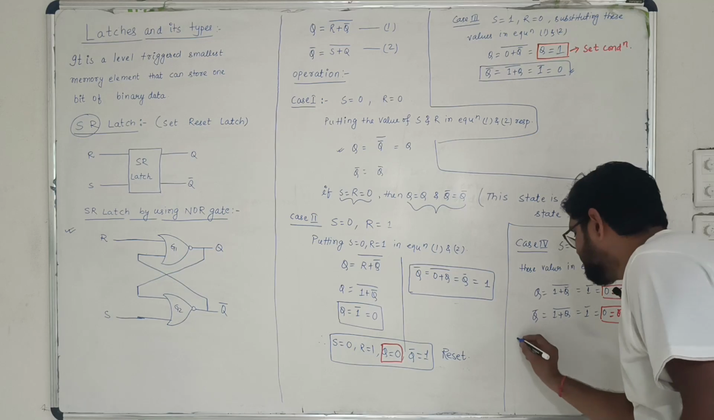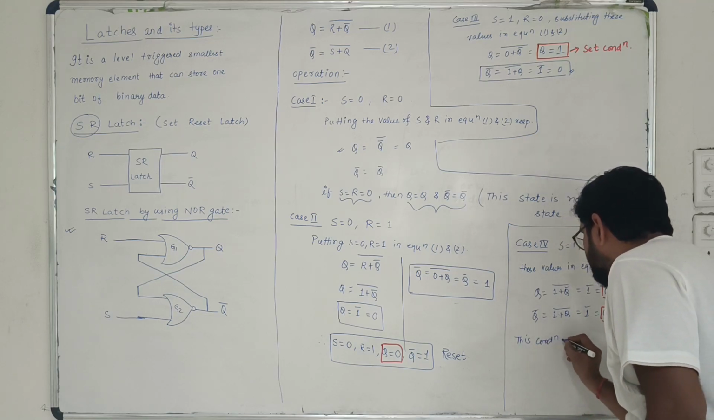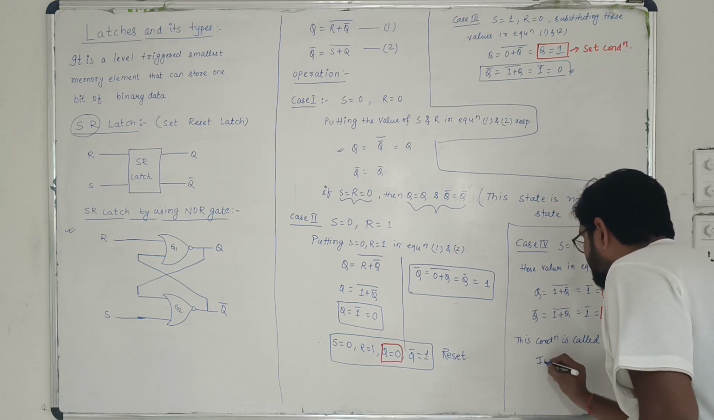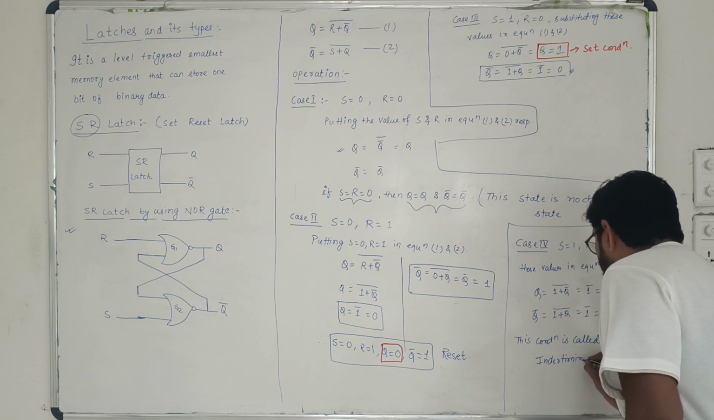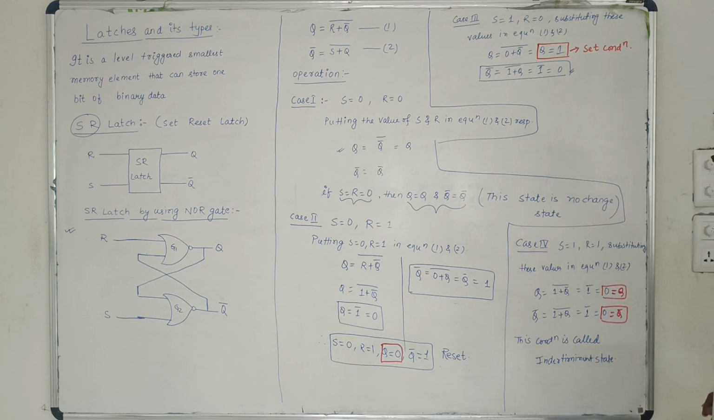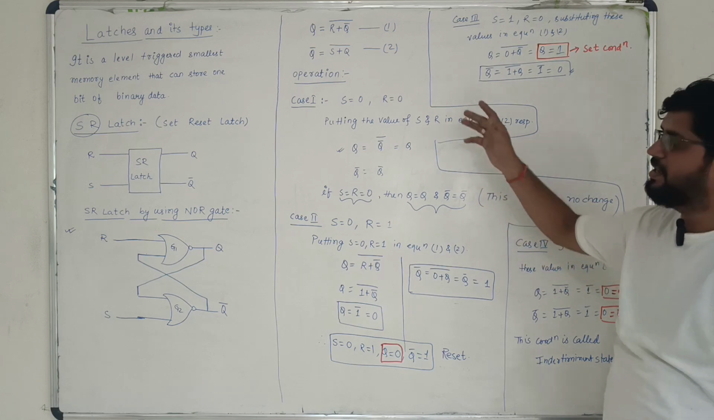So therefore, this condition is called indeterminate state. Why is it called indeterminate? Because Q equals to 0 and Q bar equals to 0 is not possible. So this makes us understand all the 4 operations that we have done in case of SR flip-flop.